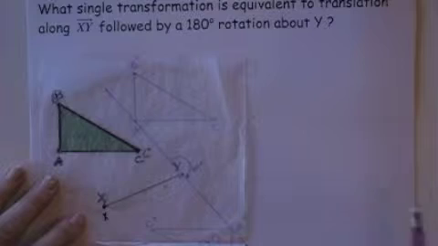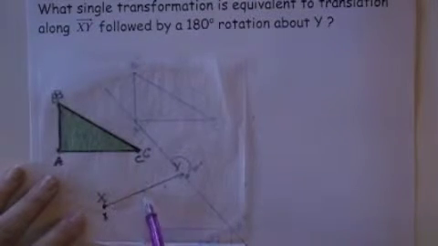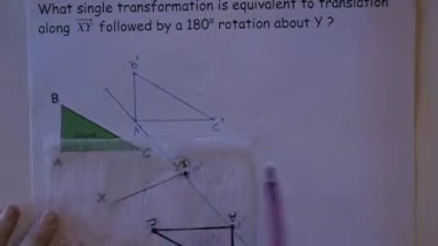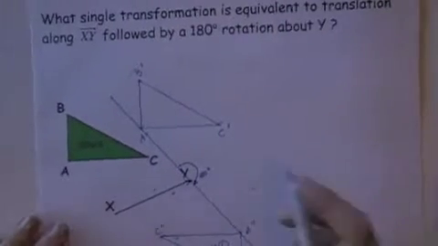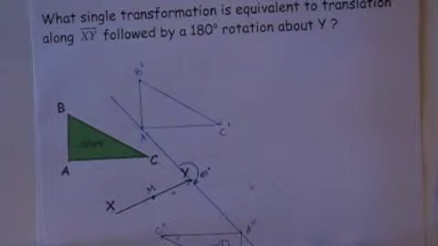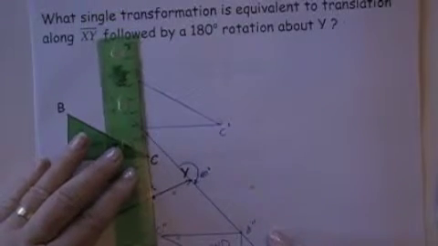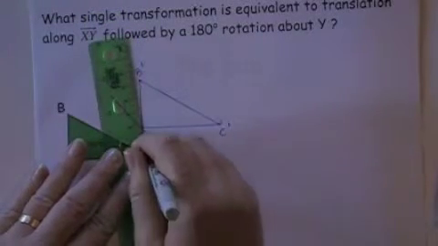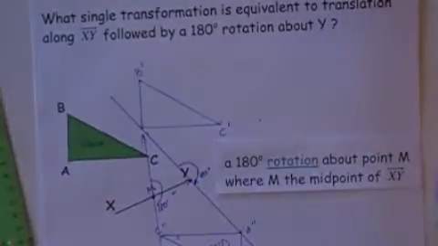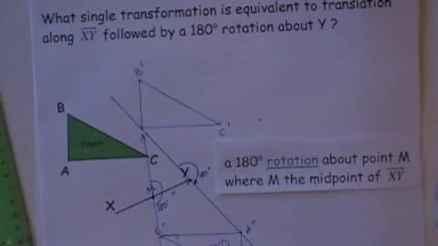So then you try other things. And as you're watching me, if you think maybe going halfway between X and Y would work, your thinking is right again. It really does look like what I have here is, if I call that M, the midpoint of XY, a rotation around point M. That angle of rotation is 180 degrees. So my conclusion is that I have a 180 degree rotation about point M, where M is the midpoint of XY.